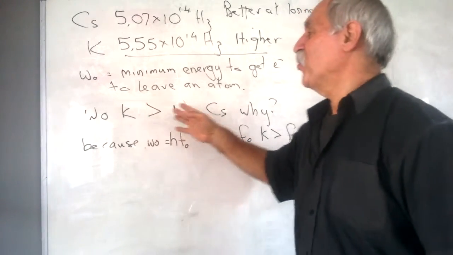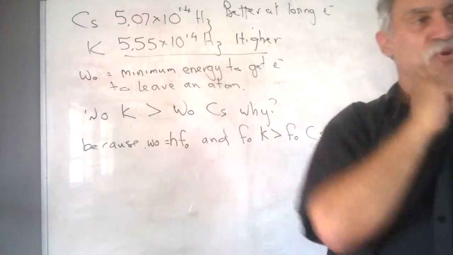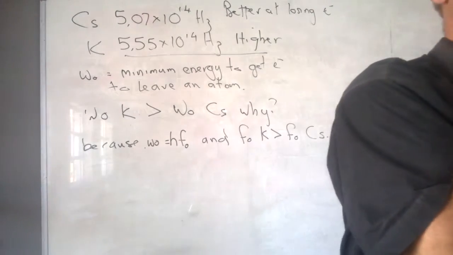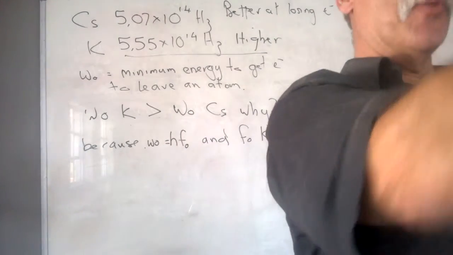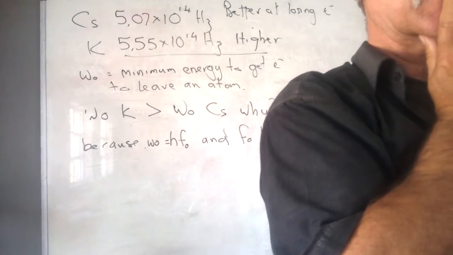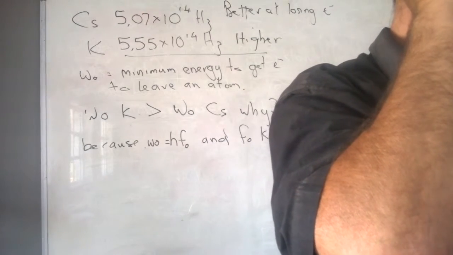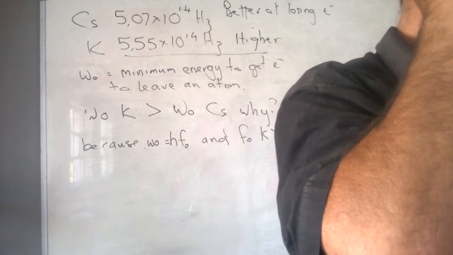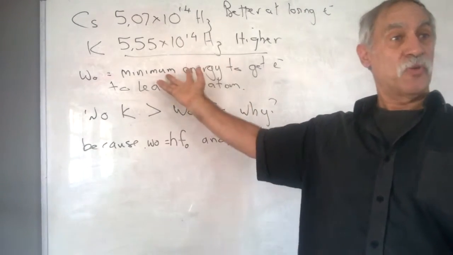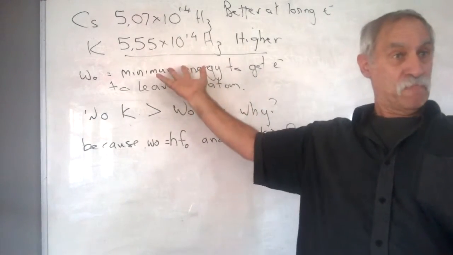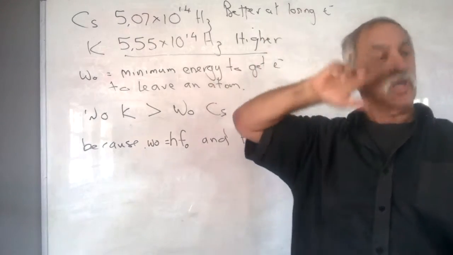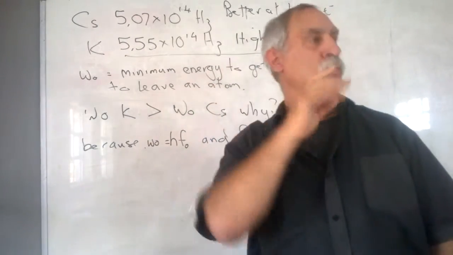Tegan, which of these two has the higher work function? Explain why. Because it's got the higher threshold frequency. So when we multiply it by a constant, both of them, the one with a higher frequency is going to be the higher work function.